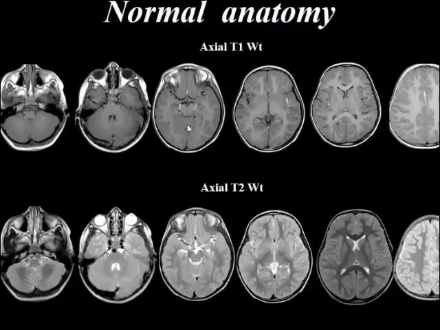Posteriorly, on either side of the falx, you see occipital lobes. This is the superior cerebellar vermis, right tentorial leaflet, left tentorial leaflet. This is the temporal lobe on the right, temporal lobe on the left, and frontal lobes.